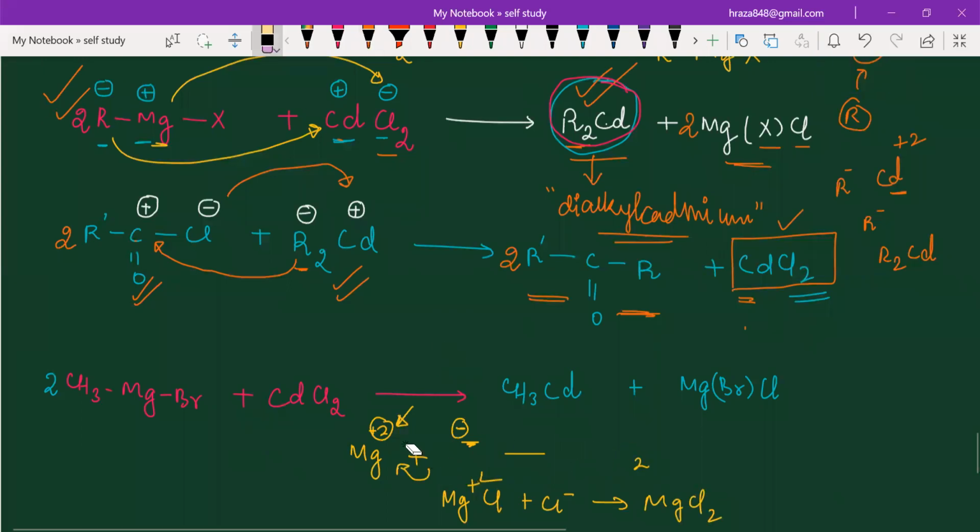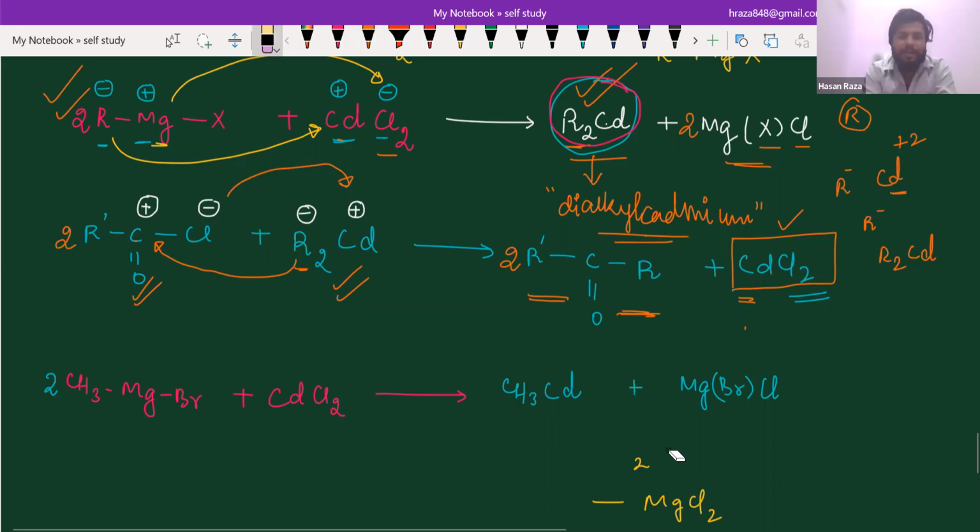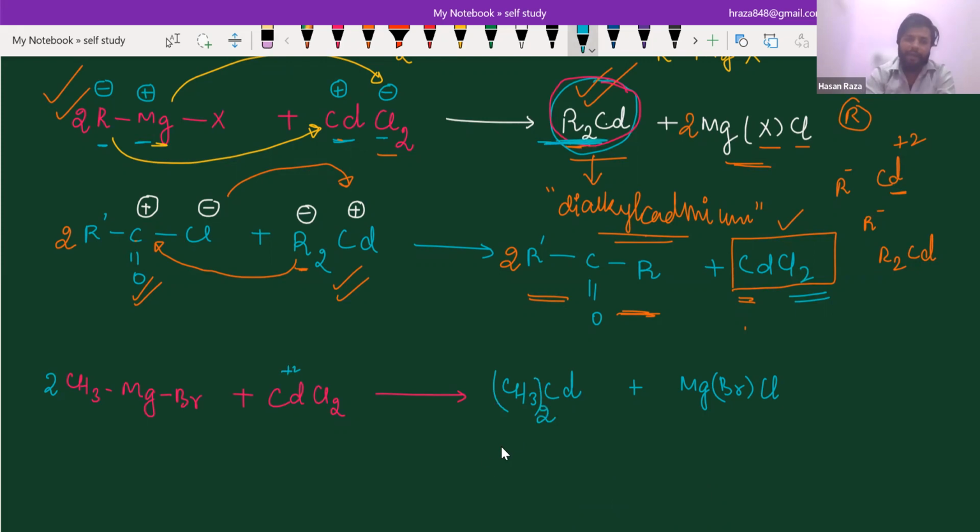Yes, sir. So basically this cadmium is in the +2 oxidation state. That's why there will be CH3 twice. That's why it is R2Cd, dialkyl cadmium. And here its name will be dimethyl cadmium. Is that clear, everyone?